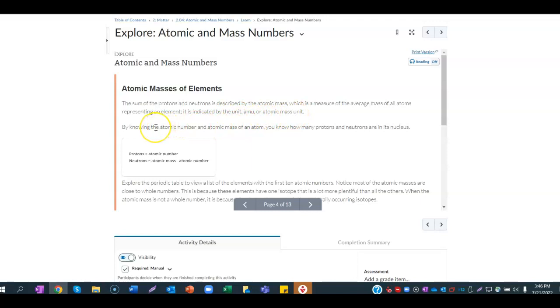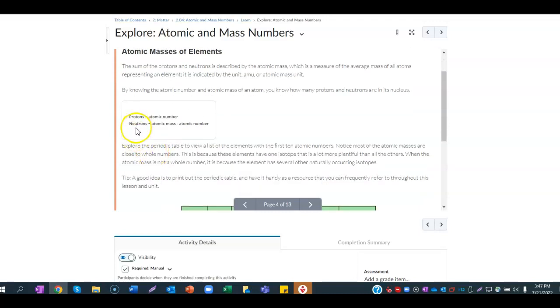And then by knowing the atomic number and the atomic mass of an atom, you know how many protons and neutrons are in its nucleus. So if we look at this, it kind of gives you a cheat sheet for understanding, maybe a quick guide to counting protons and neutrons. And I would definitely include this in your notes. When you look at the periodic table, you're given the atomic number, we've talked about it, and the atomic mass is the decimal number that's right below the element name. So if you want to find the number of protons, that's just equal to the atomic number.